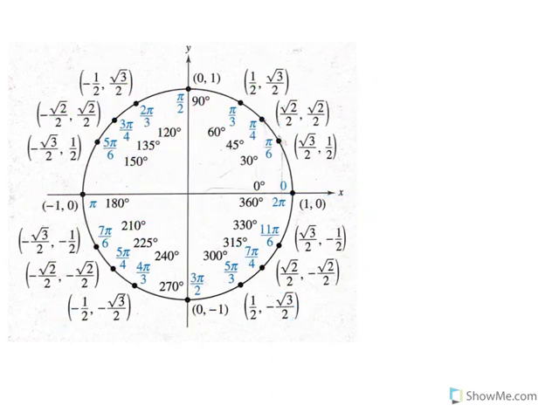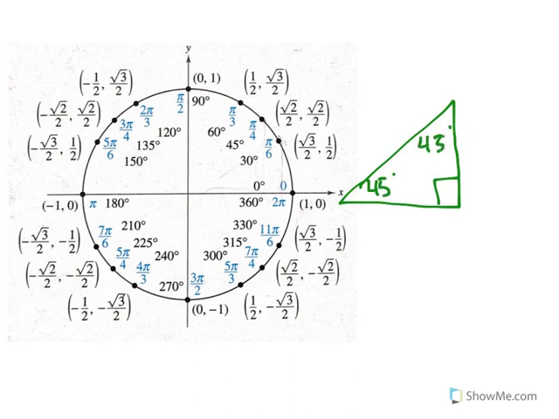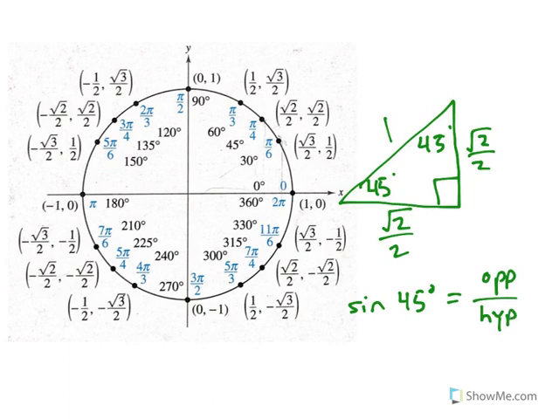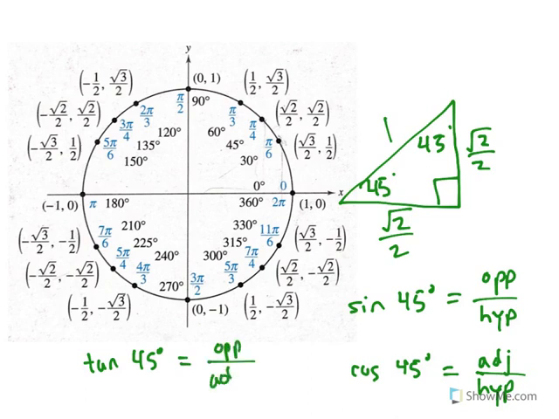So now we want to take a look at the unit circle definitions of the trig functions sine, cosine, and tangent. So from right triangle trigonometry, if you have the 45 degree, 45 degree, 90 degree special right triangle, here's what we know. We know the lengths of the two legs, and we know the length of the hypotenuse. We know sine of 45 degrees would be opposite over hypotenuse. We know cosine of 45 degrees would be adjacent over hypotenuse. And we know tangent of 45 degrees would be opposite over adjacent. So that's what we have.